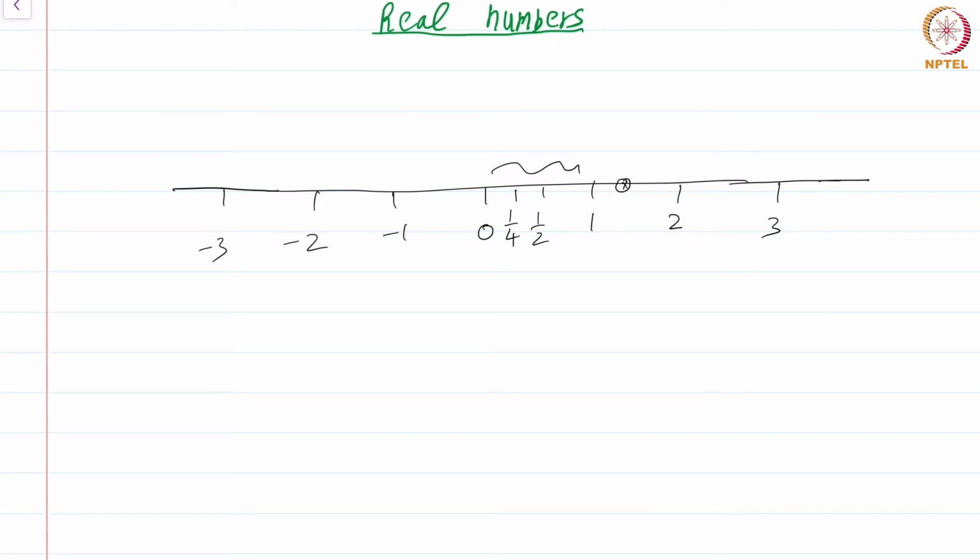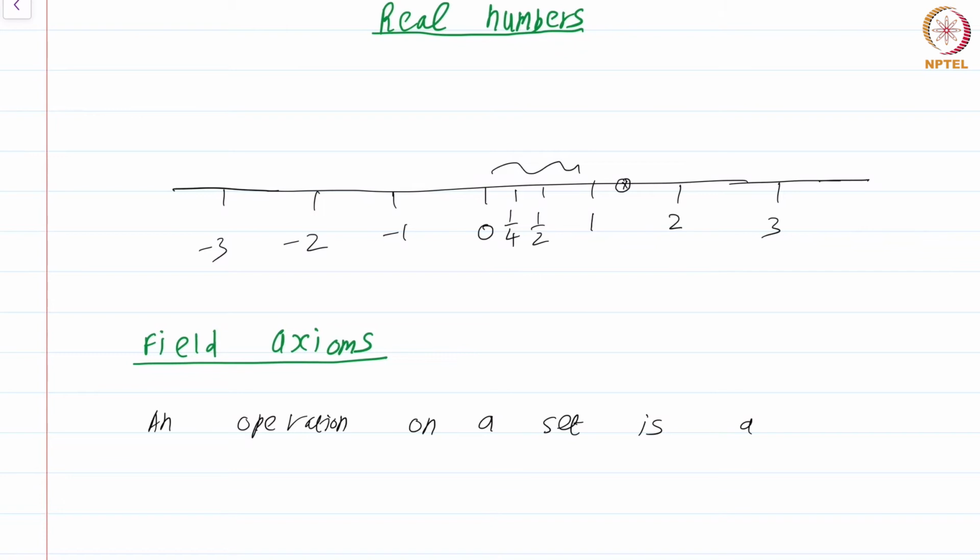So there are several properties that are satisfied by the real numbers. We will first deal with the algebraic operations, which are going to be captured by the field axioms. The field axioms. Okay. So an operation on a set S is a function f from S cross S to itself.